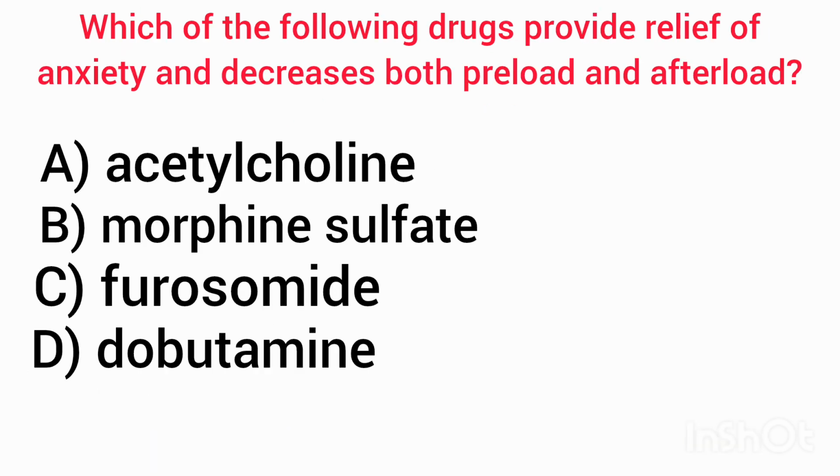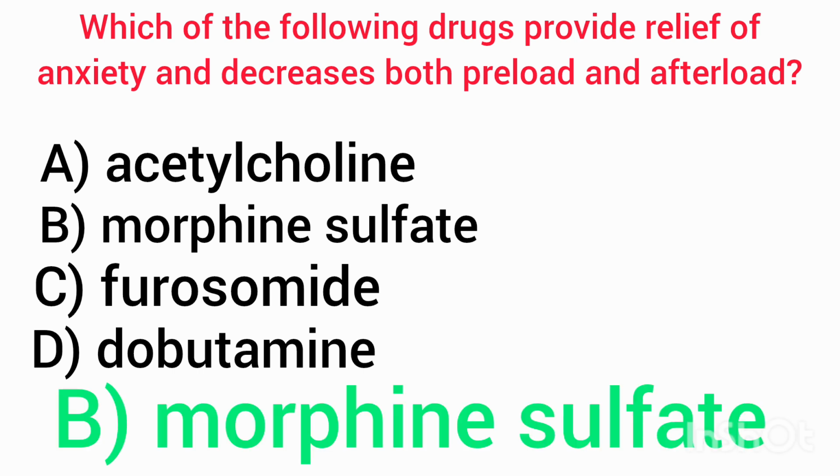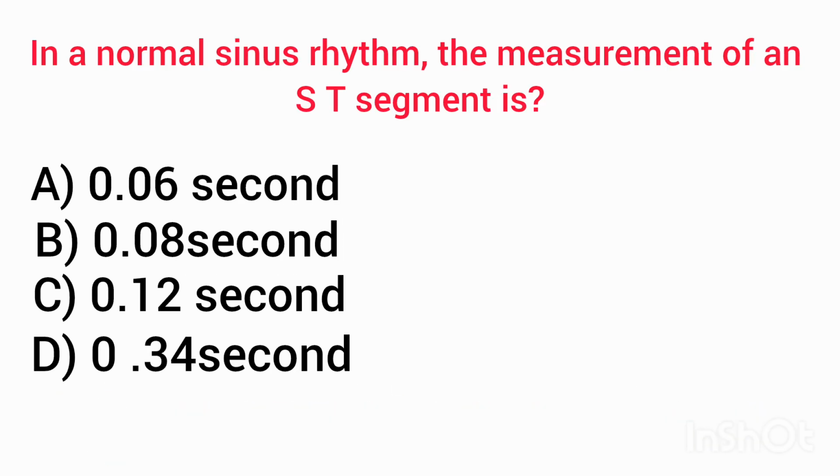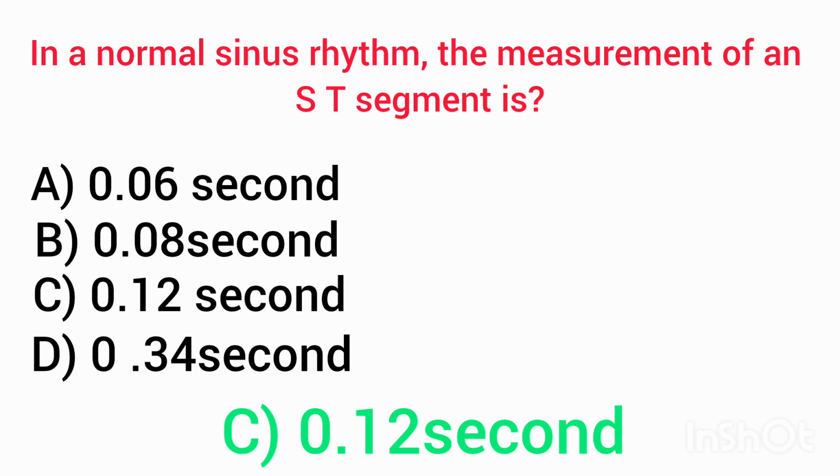Which of the following drugs provide relief of anxiety and decreases both preload and afterload? Acetylcholine, morphine sulfate, furosemide, dobutamine. Answer: morphine sulfate. In a normal sinus rhythm, the measurement of an ST segment is 0.06 second, 0.08 second, 0.12 second, 0.34 second. Answer: 0.12 second.